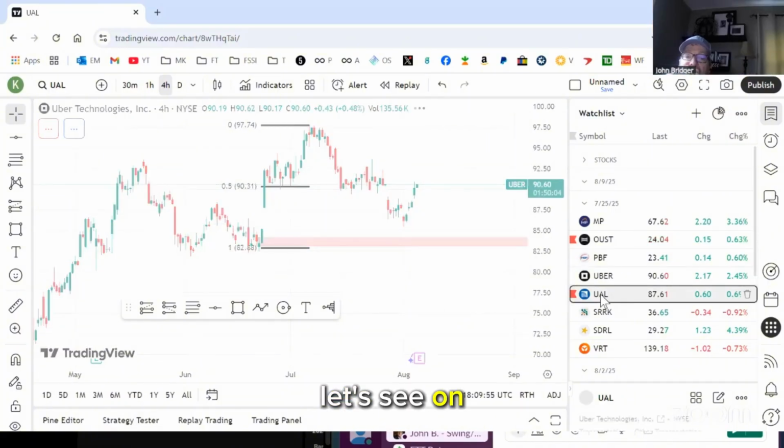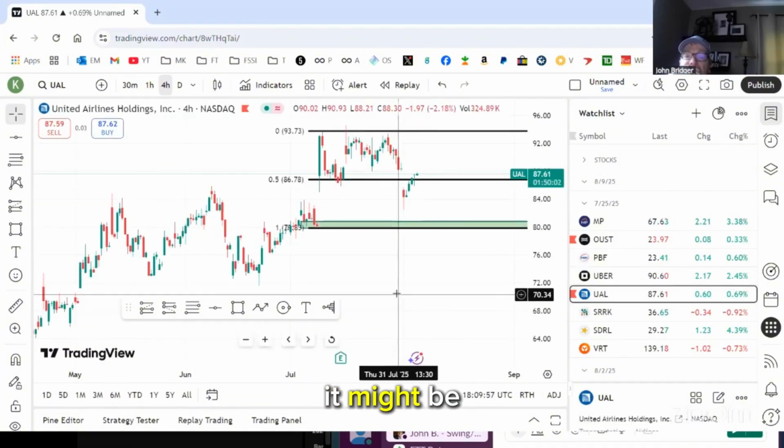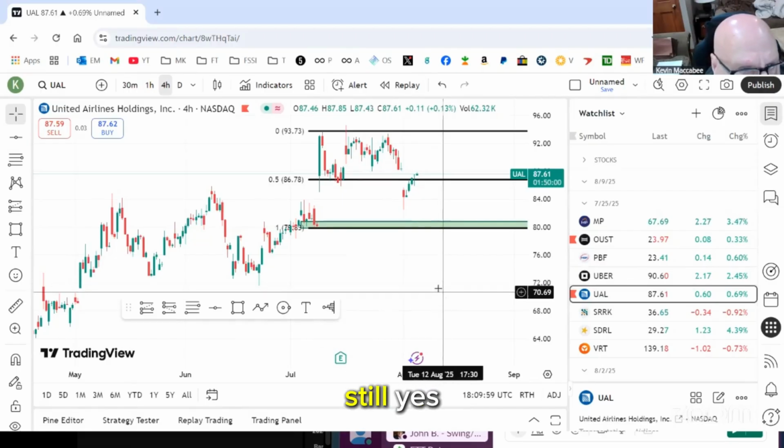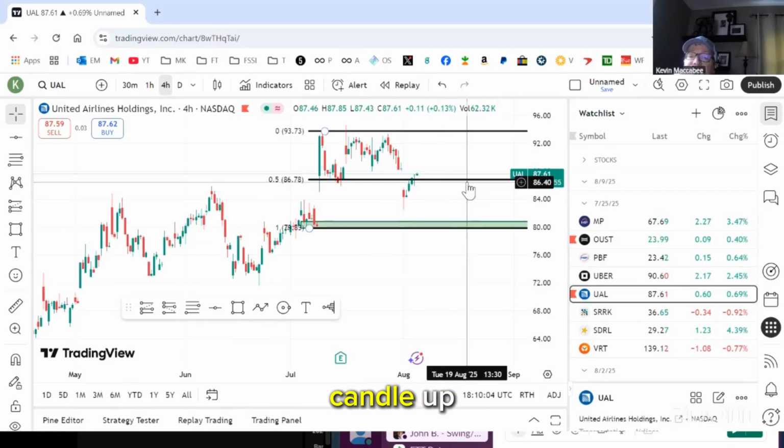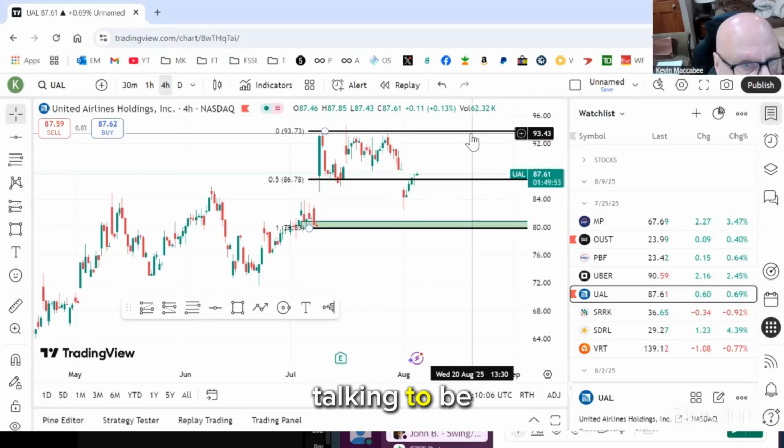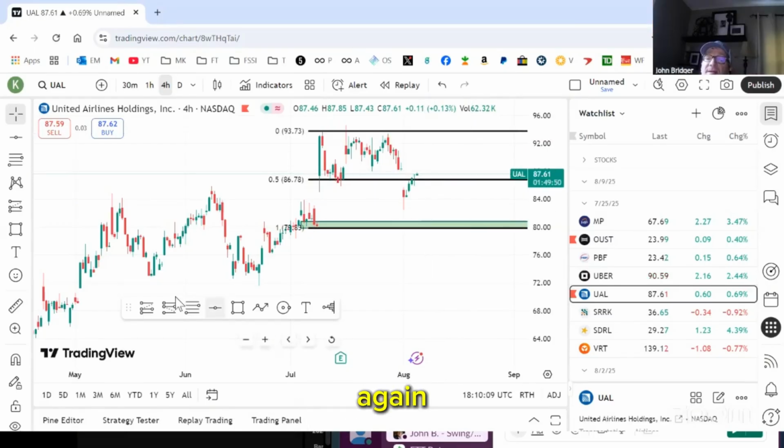Okay. Let's see, that's UAL. This looks like it might have been a good trade, or might still be, on the second candle up. Boom, in, and your target would be all the way up here. So that would, and let's talk again about expectations of the trade.